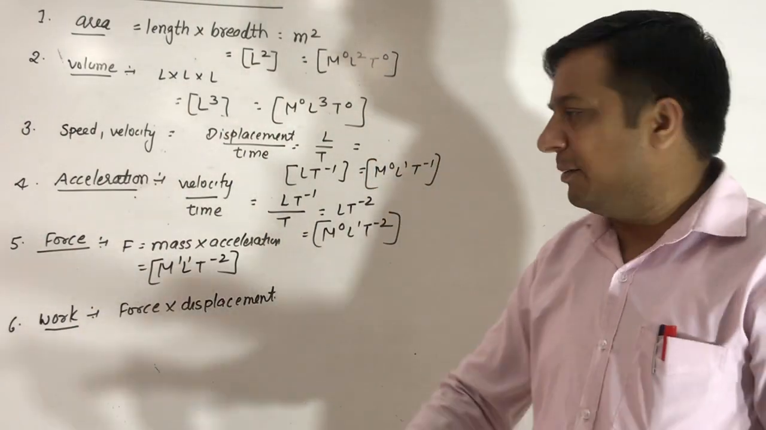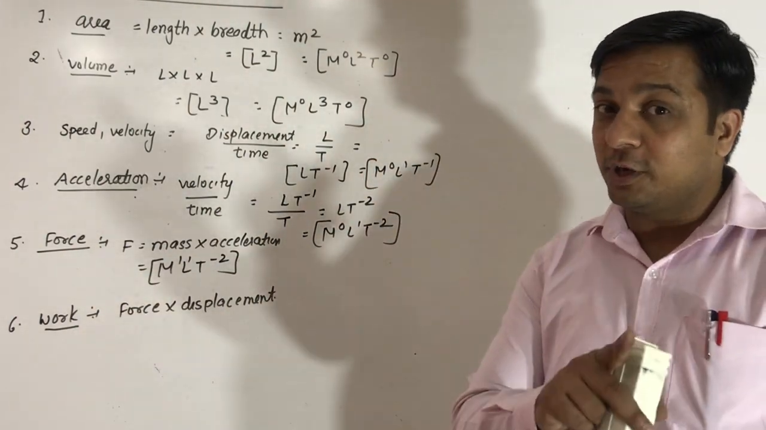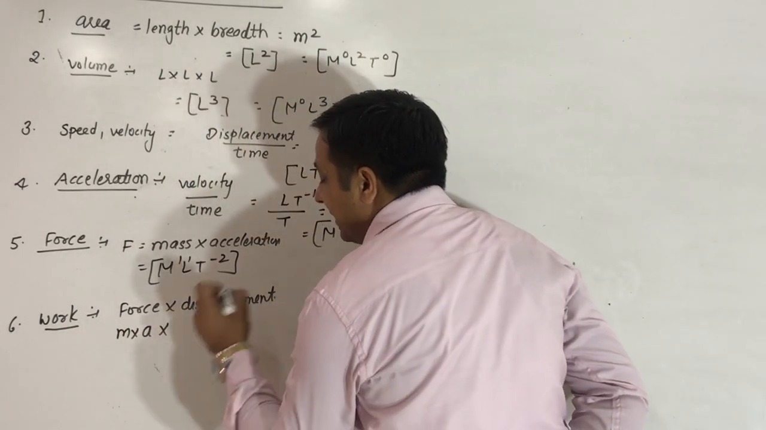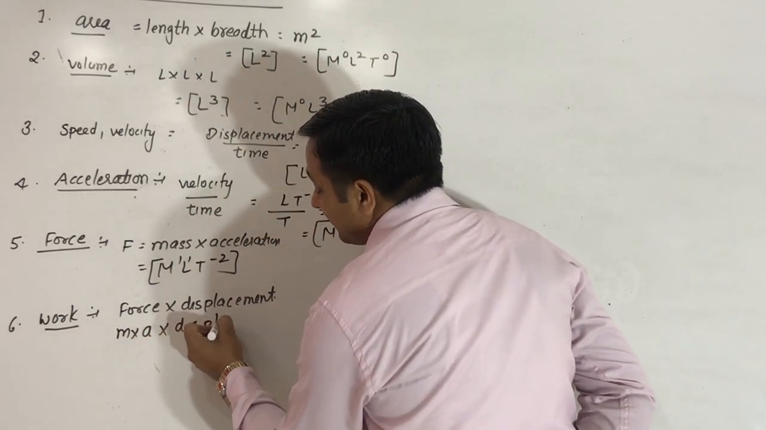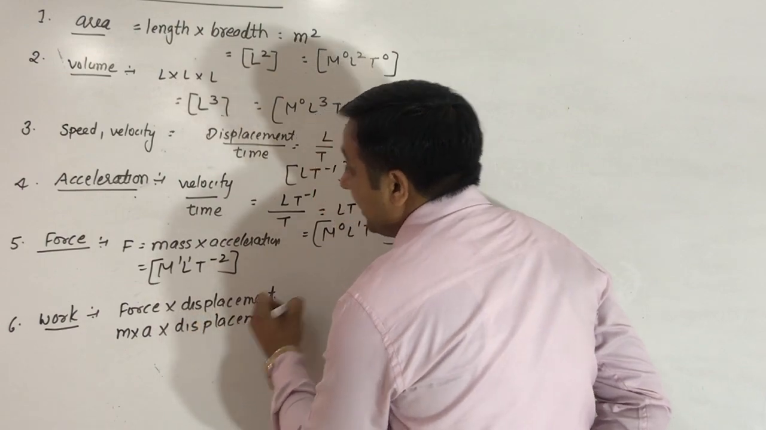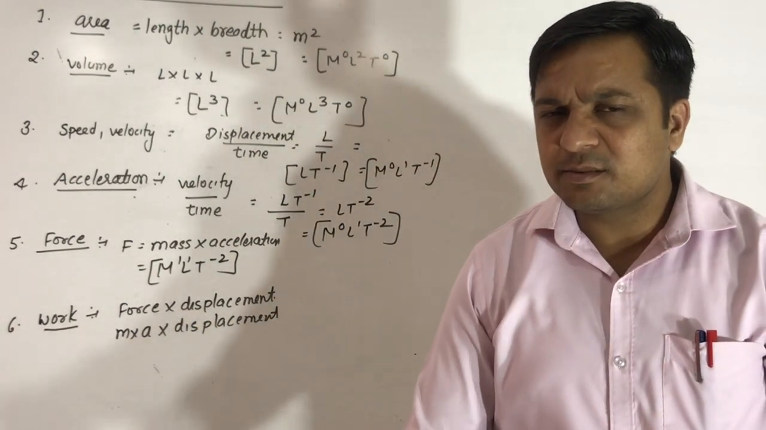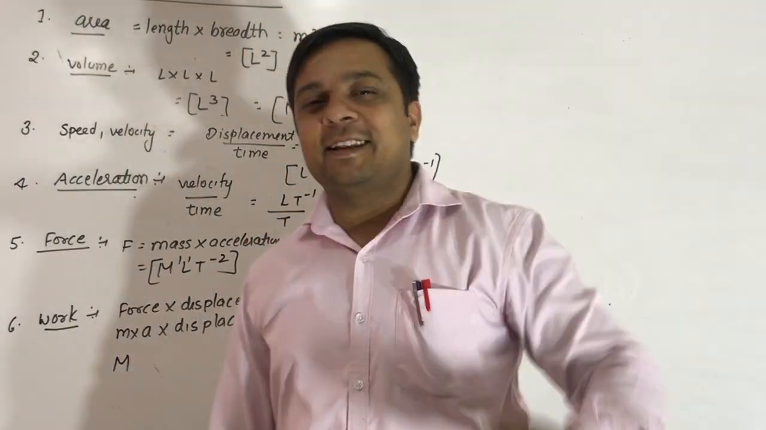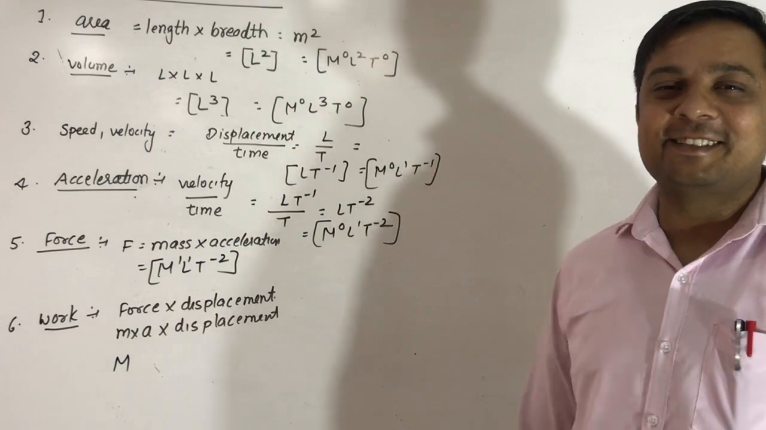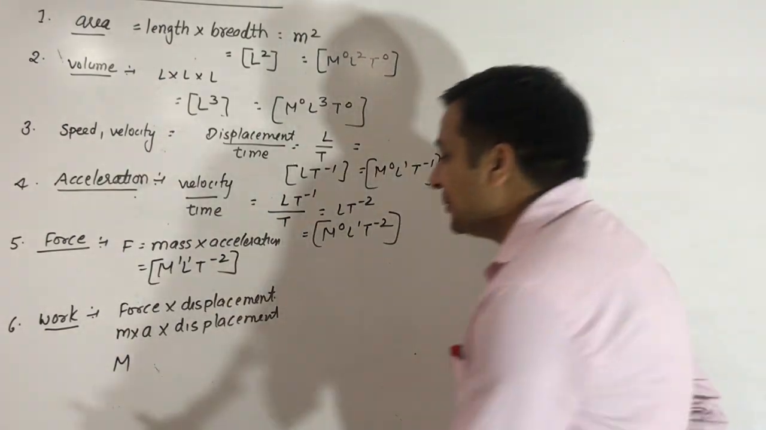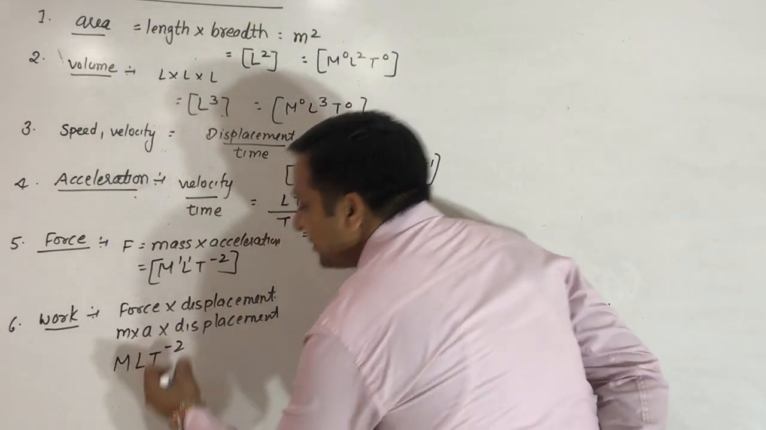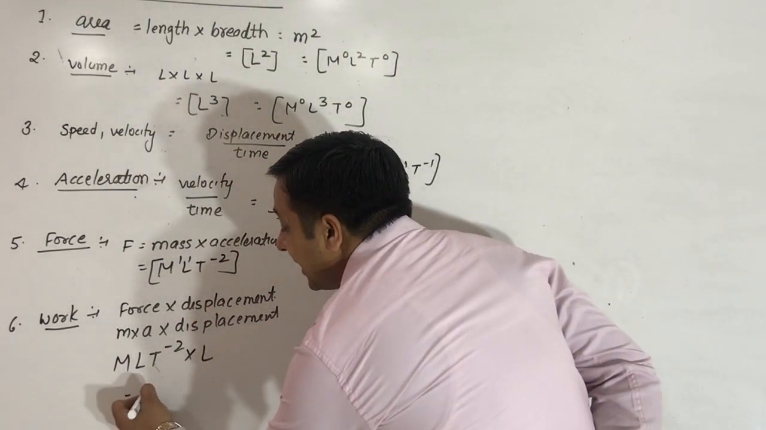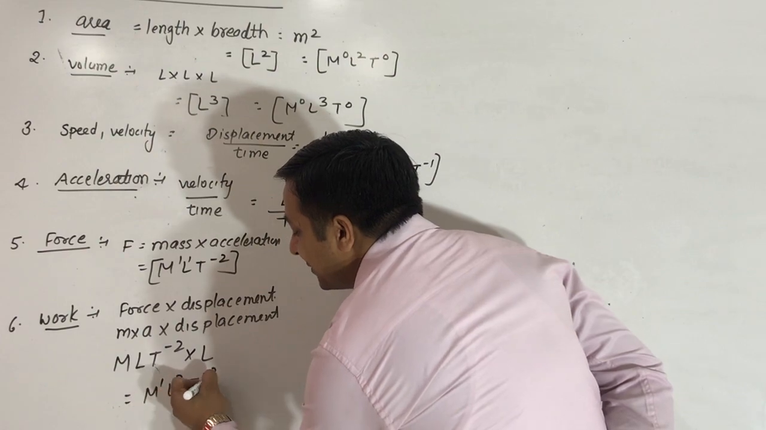It's very simple. Force, we already know. Newton's second law, mass into acceleration, and displacement. Again I tell you, mass, capital M. Again acceleration. What is the formula of acceleration? LT^-2. And displacement, L. That is M L^2 T^-2.